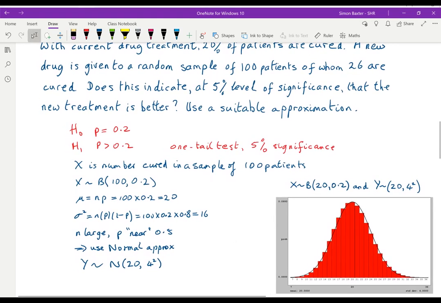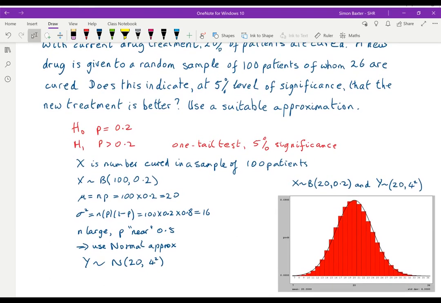And here I've got a graph to show the approximation that we're using. The red rectangles are the binomial distribution at 20, 0.2, and you can see the black normal distribution curve is the distribution curve normal, I should have an N there, 20, 4 squared. Okay, now we are in a position to go ahead and test.